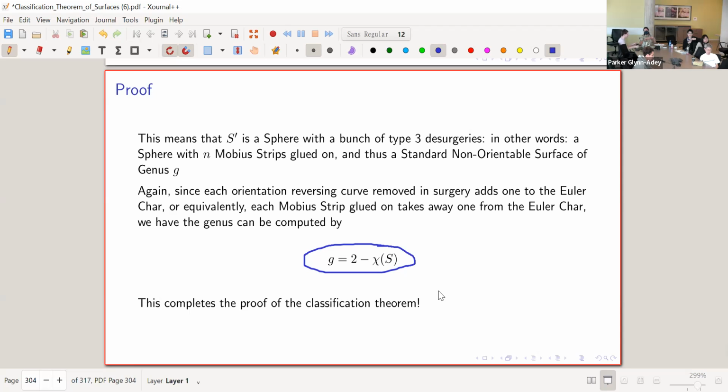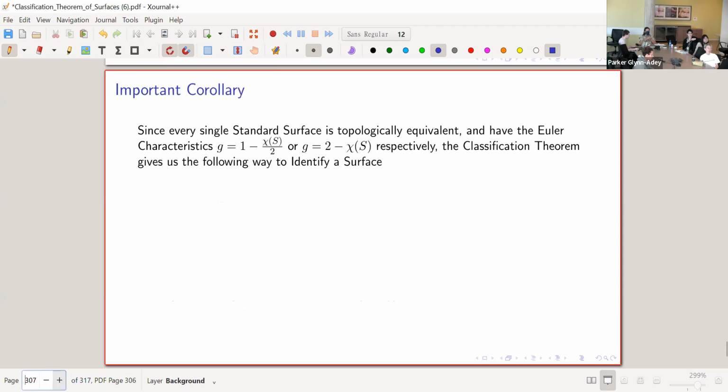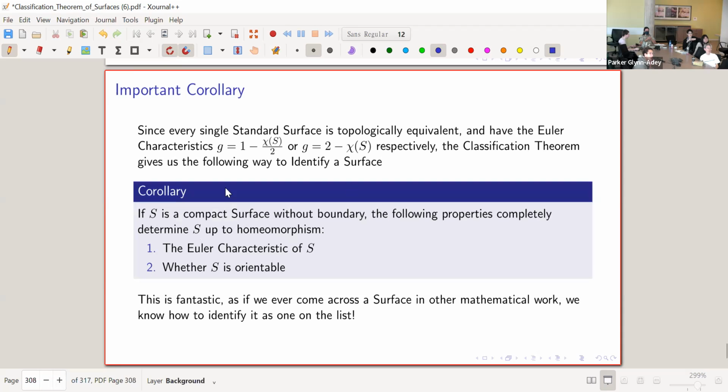So there we go. Every surface has this form. This completes the proof. Also, you can classify a surface by its Euler characteristic and whether it's orientable or not, right? And this just follows from the fact that we have this relation between the amount of handles or the amount of projective planes or Mobius strips glued on.